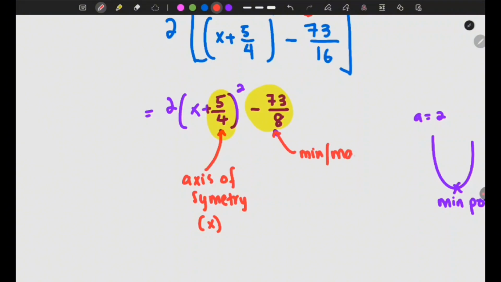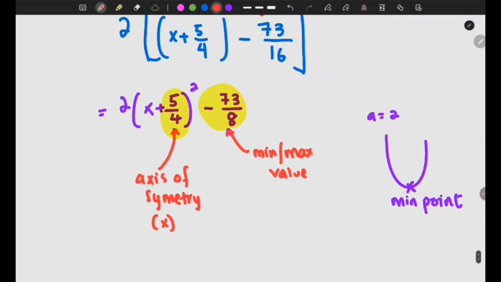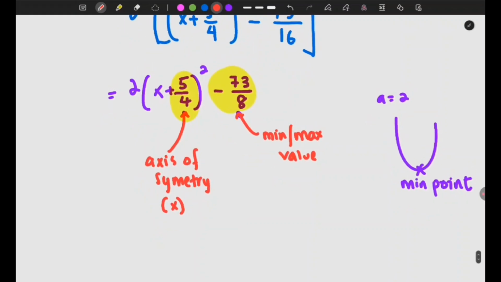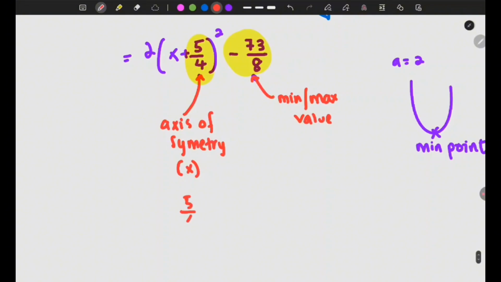If your A is positive, it's minimum. But for the axis of symmetry, be careful. One more thing, you have to reverse the sign. In this case, it's 5 over 4, right? But if you're in the axis of symmetry, you have to reverse the sign. Make it negative. The sign, please change. That's the one thing you have to make sure to remember.